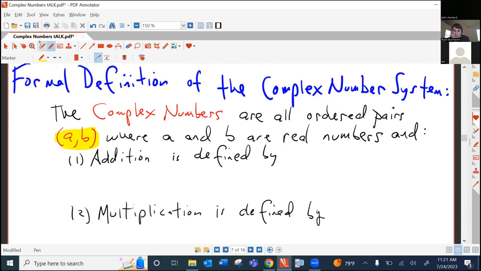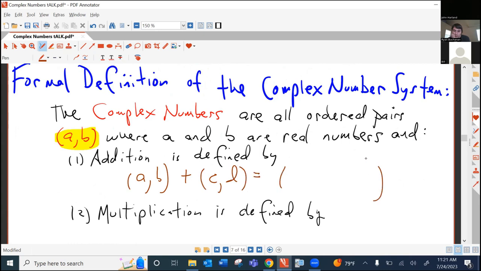And how do you define addition? These are numbers, you have to define addition. So (A, B) plus (C, D) is equal to, any ideas how we should add those ordered pairs in a consistent way? A plus C and B plus D. Yeah, just add the two first components and add the two second components. So for those of you who have a picture of this in the plane, that's just vector addition.